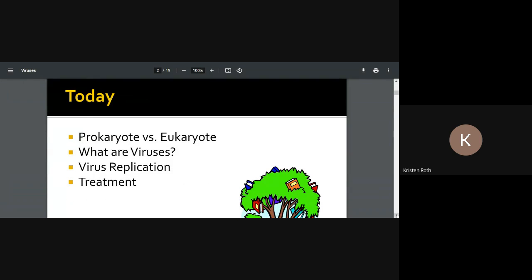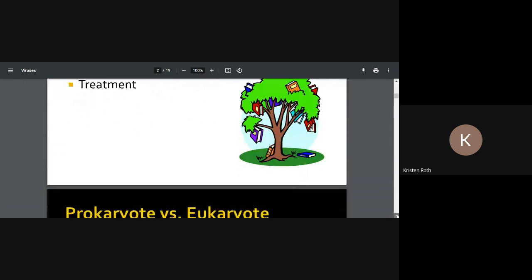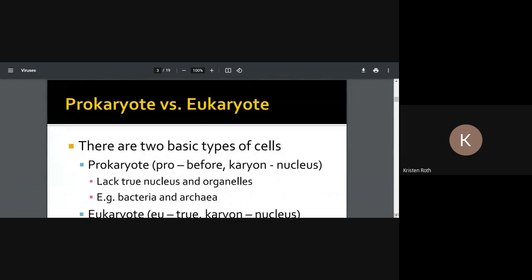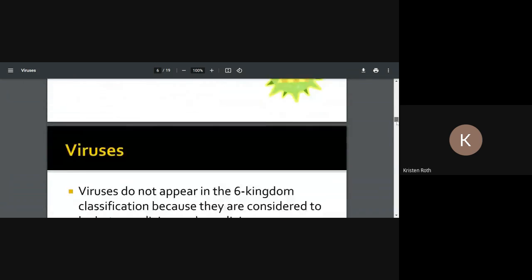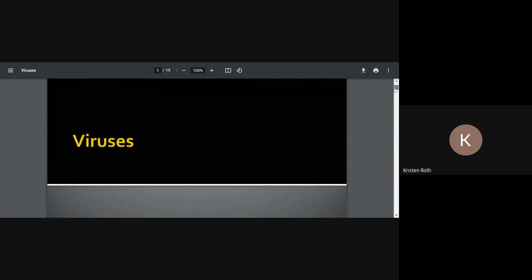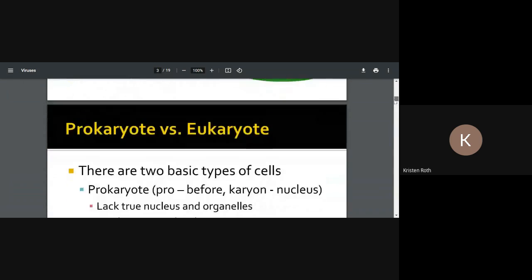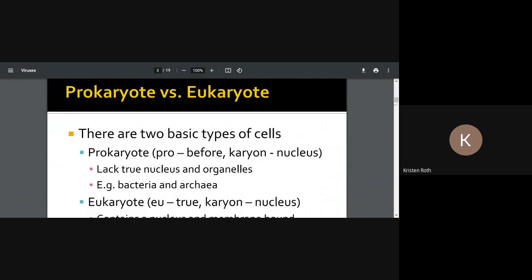So these are the topics we're going to cover. So prokaryote versus eukaryote. What are viruses? Virus replication and treatment. I just want to see if it kind of gives you background. Okay, yeah, it does. So prokaryote versus eukaryote. So these are two basic types of cells.